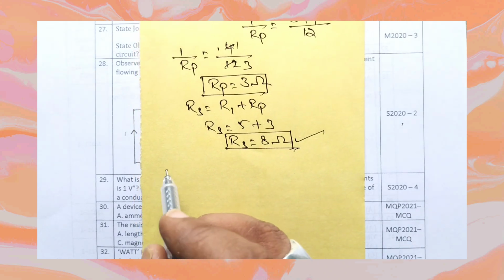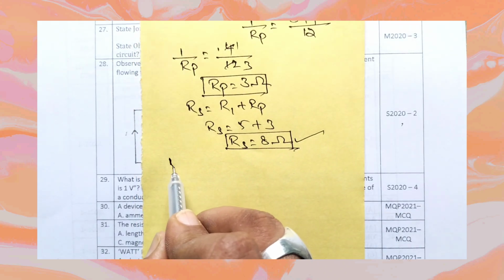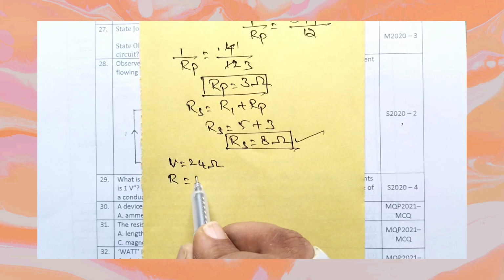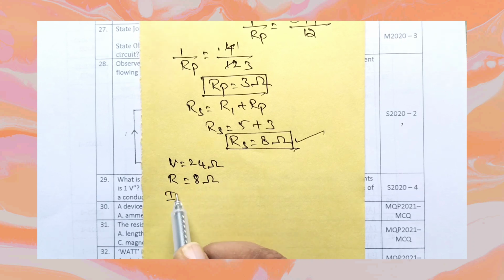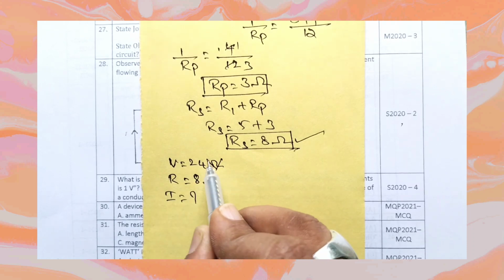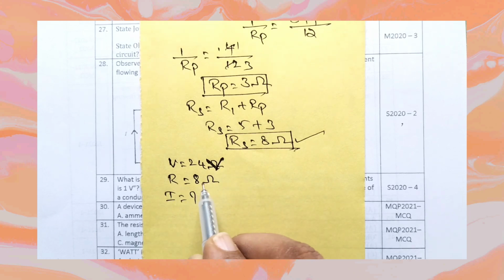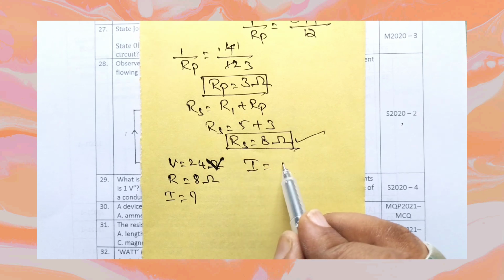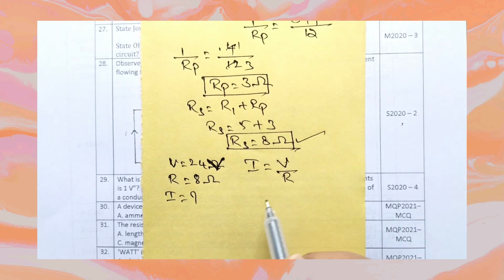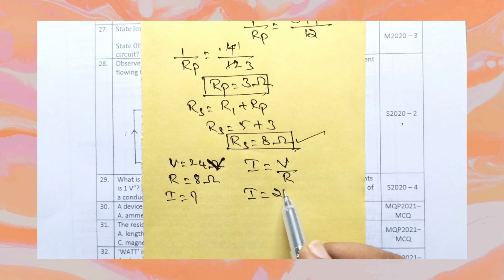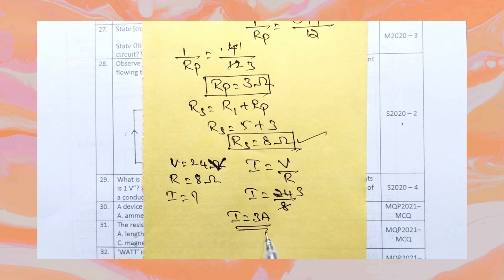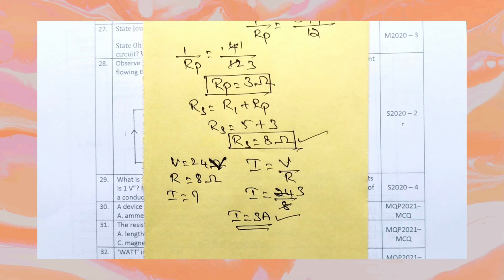Now we have to calculate the total current. So V is equal to 24 volts, R is equal to 8 ohm, and I is equal to question mark. According to Ohm's law, I is equal to V by R. So I is equal to V, 24, by R, 8. 8 1s are 8, 8 3s are 24. Therefore the total current of the circuit is equal to 3 ampere.